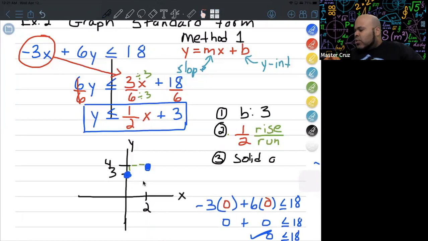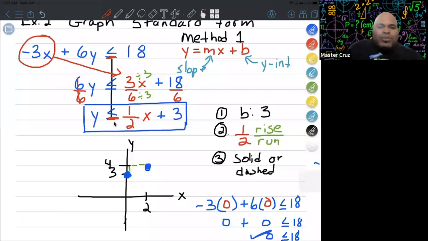Solid or dashed. You always have to do these 4 steps. Well, when you look at the actual problem, it says equal to, right? Actually, let me look at the one that I'm looking at right here, which is this one that says equal to. So because it says equal to, this is a solid line. So this is a regular line like we do most of the time. It's just a regular line.